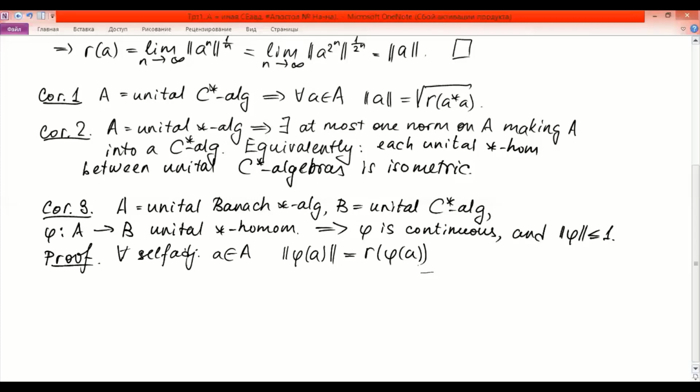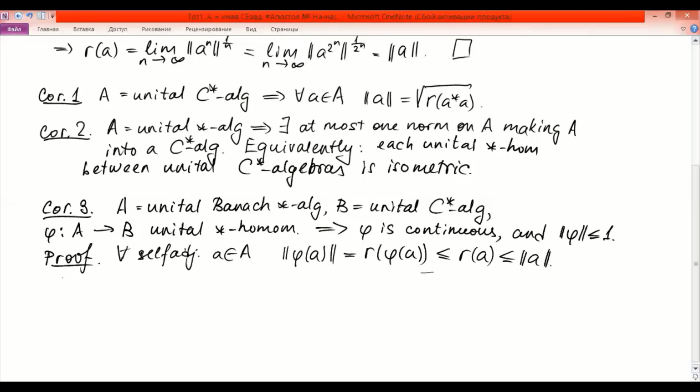Well, but phi is a unital homomorphism, and we know that each unital homomorphism doesn't increase the spectrum. In particular, it doesn't increase the spectral radius. So this is less than or equal to the spectral radius of a. But the spectral radius of a is less than or equal to the norm of a. So we see that for each self-adjoint element, the norm of phi of a is less than or equal to the norm of a.